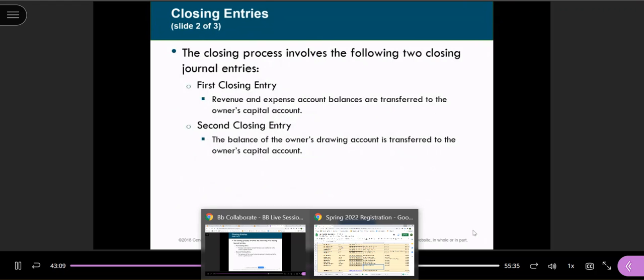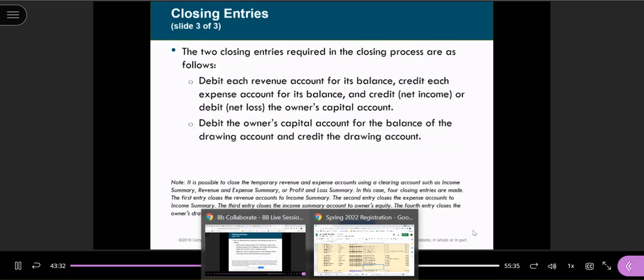So our first closing entry, there's only ever at the very most 2. At the very least, there's going to be 1. Our first closing entry is going to close our revenues and expenses and transfer that net income or net loss to our owner's capital. Our second closing entry is going to close that drawing account, which also gets closed to the owner's capital account. So again, the easy thing to do to close an account is the exact opposite of whatever its balance is.